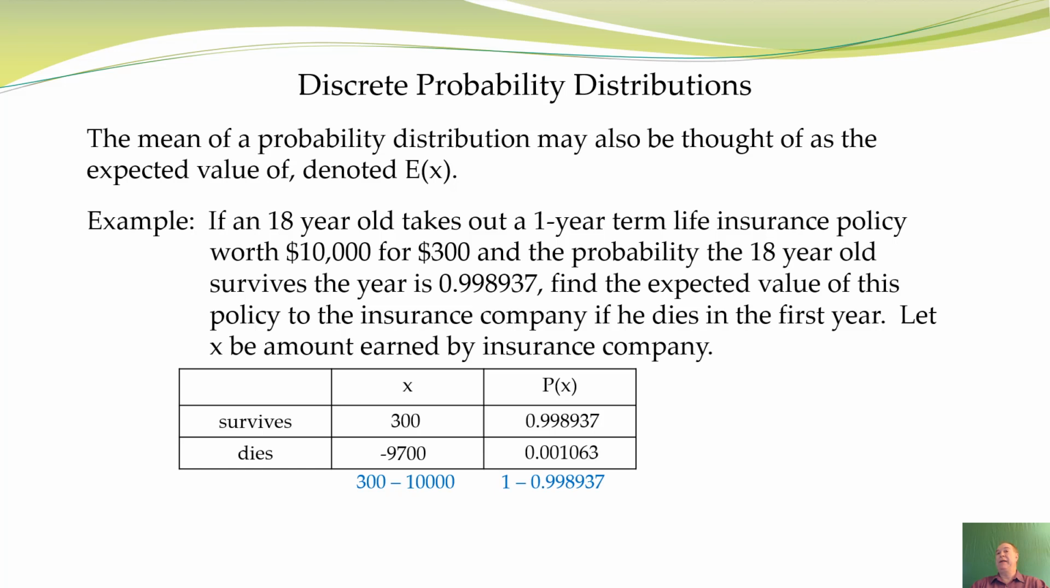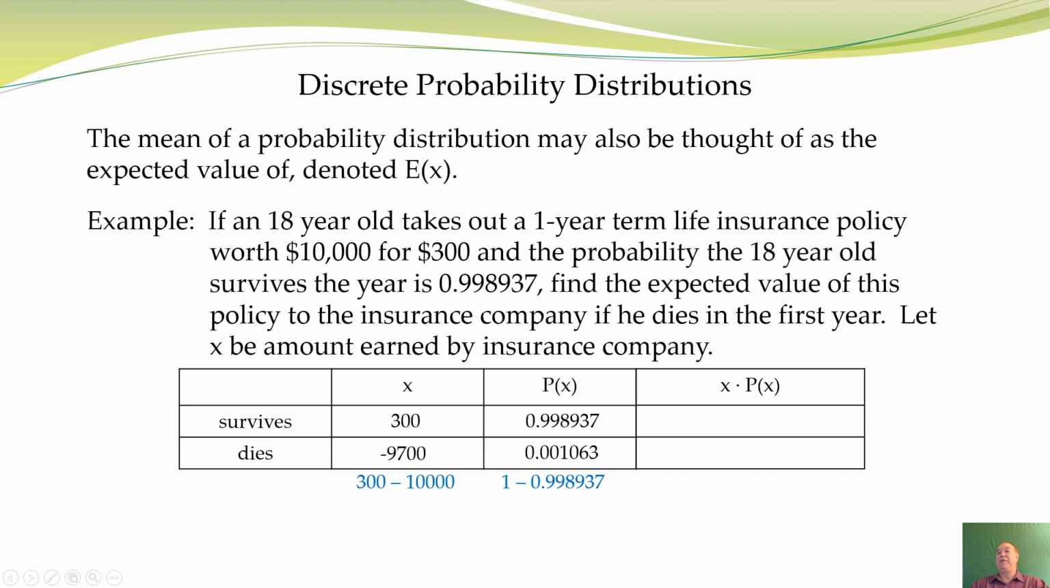Now, remember how we find the mean, because the expected value is the same as the mean. So the mean is x times p of x, the sum of that column. So I take 300 times 0.998937, 299.6811. Take negative 9,700 times 0.001063, I get negative 10.3111. So to find the mean, or the expected value in this case, add those up, you get 289.37. So that's the expected value for that insurance policy.